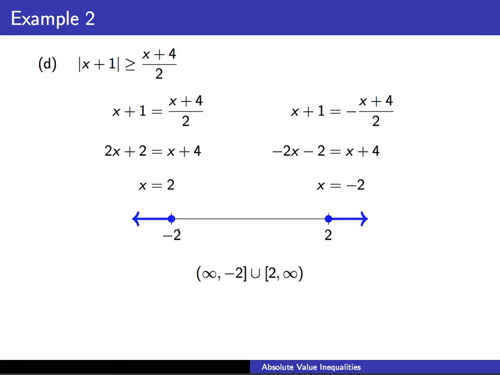So in interval notation, less than or equal to negative 2 is parenthesis, negative infinity, comma, negative 2 with a bracket. Oh, it should be negative infinity. I'm sorry, it should be a negative infinity there. And then unite that with bracket 2, comma, infinity. So I apologize for the typo there.